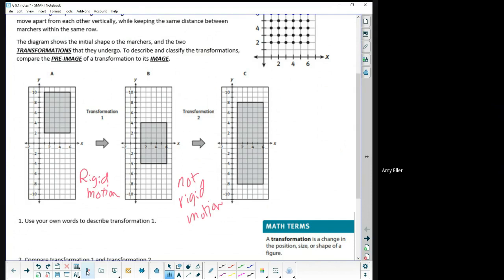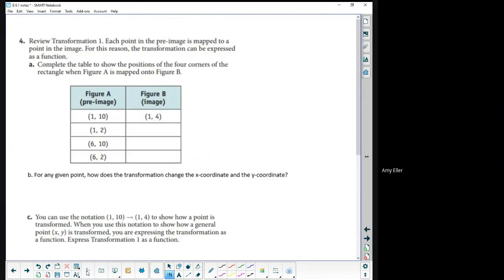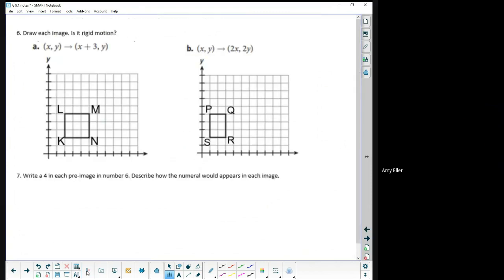Now we can go ahead and jump to number 6. Draw each image, then we'll answer, is it rigid motion? We have not discussed anything like this before. This is called a rule or a function. If you hear those phrases, it just means kind of like a formula.